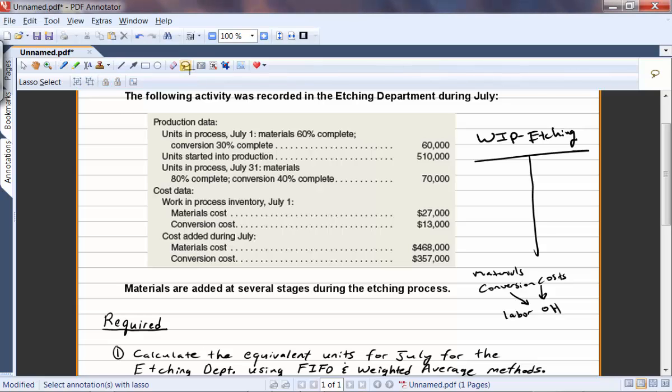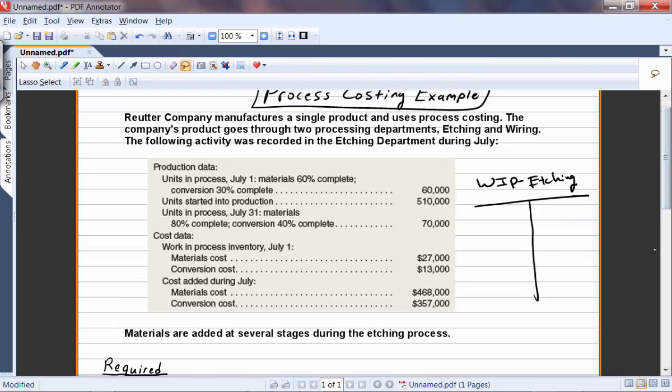So the company has a work in process etching account, and they also have a work in process wiring account, a T account corresponding to that department. Once the stuff gets through the etching department, once it's completely done with respect to the etching department, the units aren't completely done yet, right? They're transferred to the wiring department.